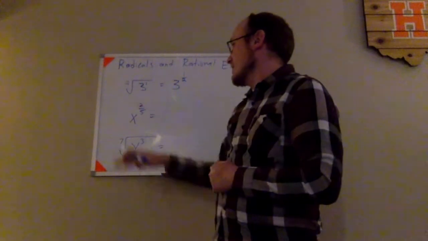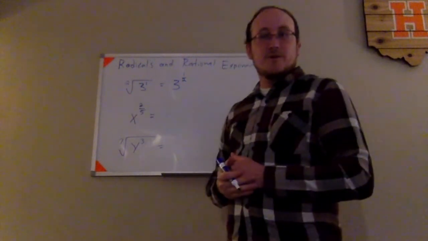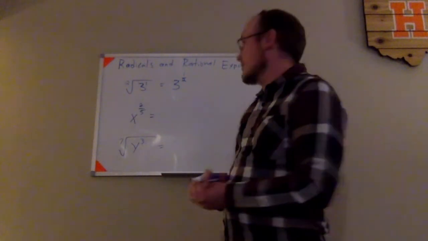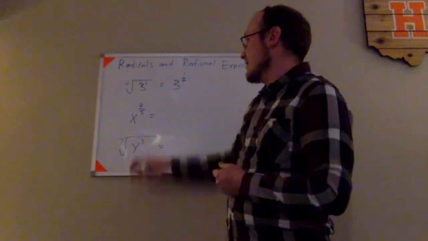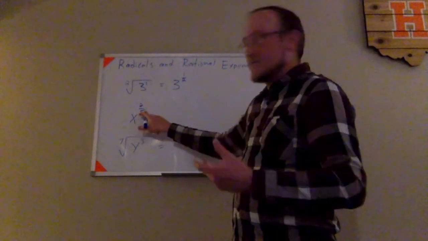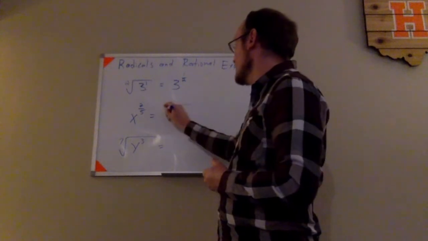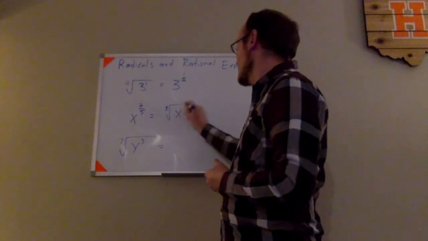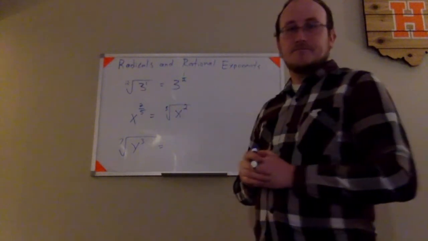Here I have something written with a rational exponent already, and I want to convert it back to the radical form. So I look at this, and I say, okay, the bottom number tells me what root I'm taking, so this becomes a 5th root of x squared, like that.